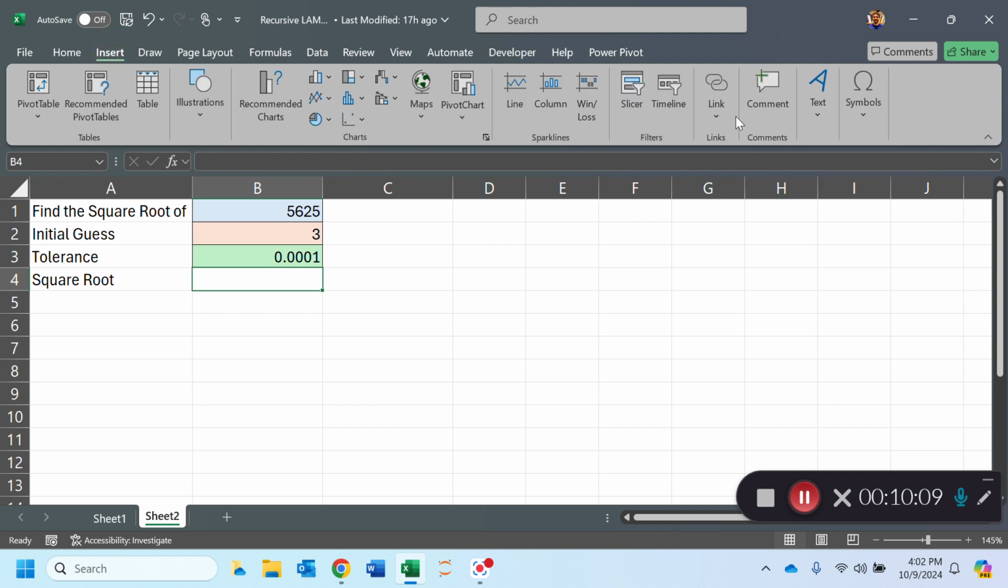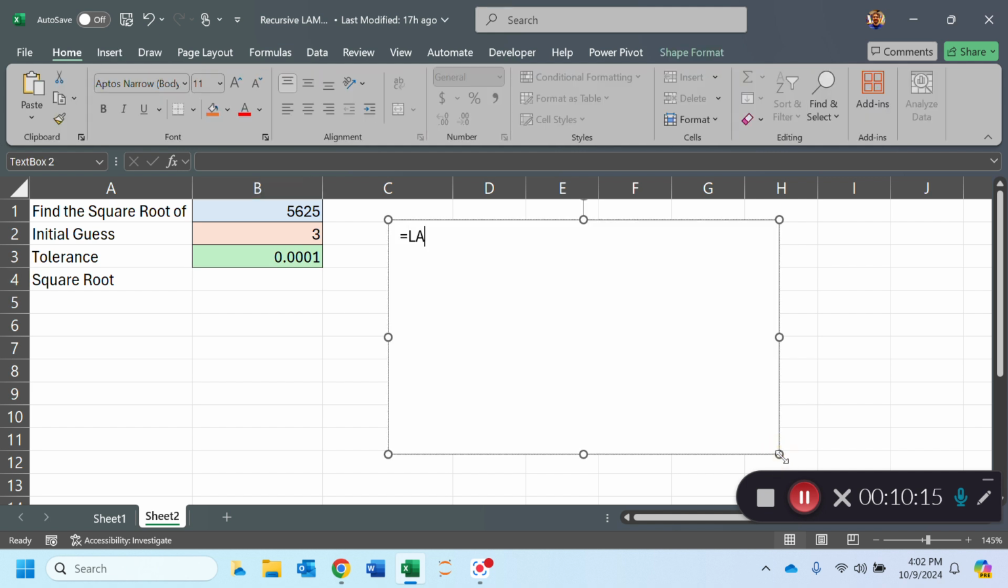So I'll insert another text box here, and then I am going to just start typing my lambda function. The lambda function is going to require the value, and then it's going to require the guess. It's going to require the tolerance now. So there are 3 inputs. And then we're going to put the function. So the function is going to just first look for if, okay?